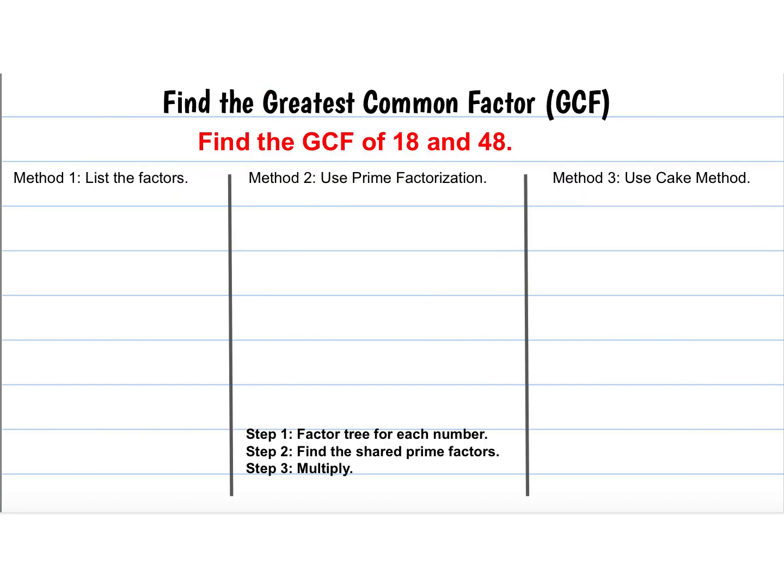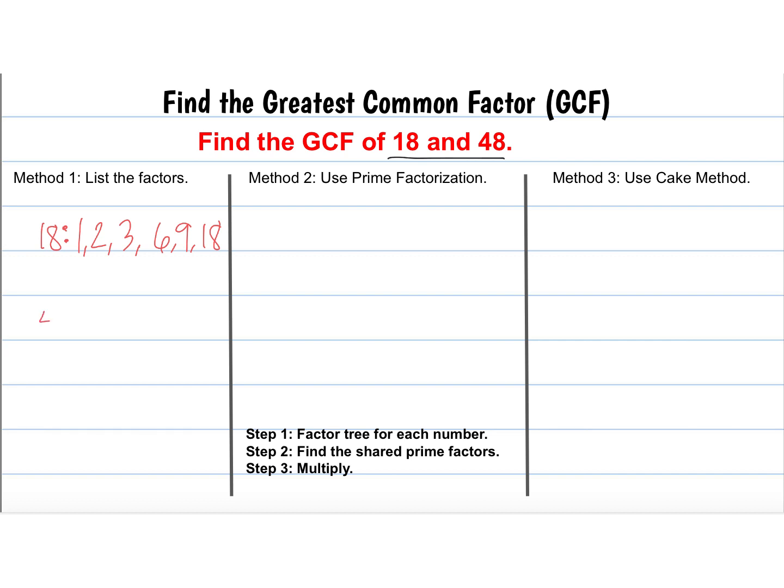So let's practice all of these methods. We are going to find the greatest common factor of 18 and 48, and I would like you to write down the example with each method that I do. So we're going to start with listing the factors. We have 18, which is 1 and 18, 2 and 9, 3 and 6.